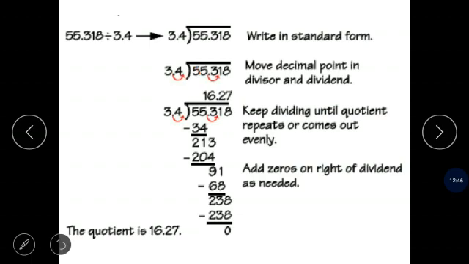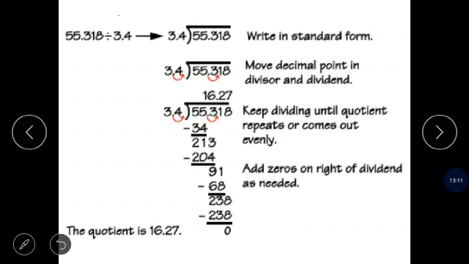So here what you got? 34, and the point is after 3. Keep dividing until the quotient repeats or comes out evenly. Now you have to read the table of 34. So how many times does 34 go into 55? You will count it. Like this, and after that just do the division as you usually do.